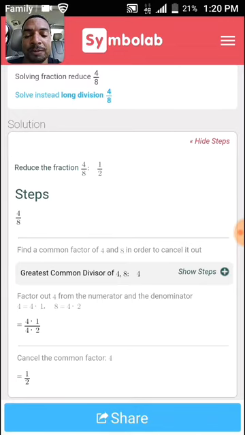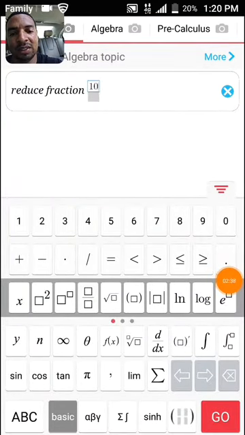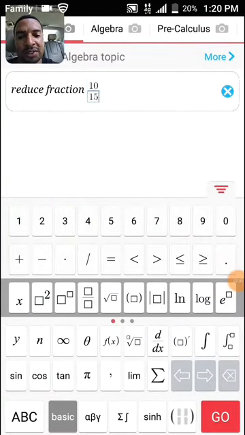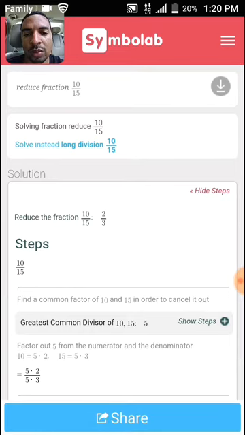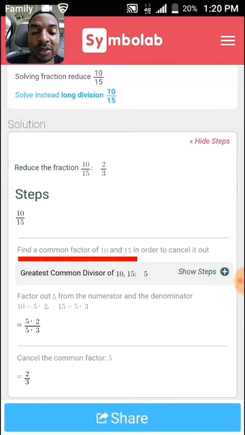Let's try a few more. 10/15. Okay, we hit go. So if we reduce this fraction, we're going to solve instead of long division, and reduce the fraction 10/15 to make it equal 2/3. Now how do we get that? Let's go through the steps. Always find the common factor of 10 and 15 in order to cancel it out.